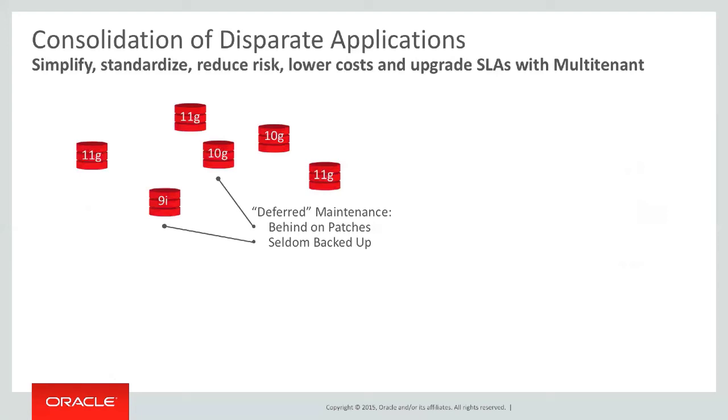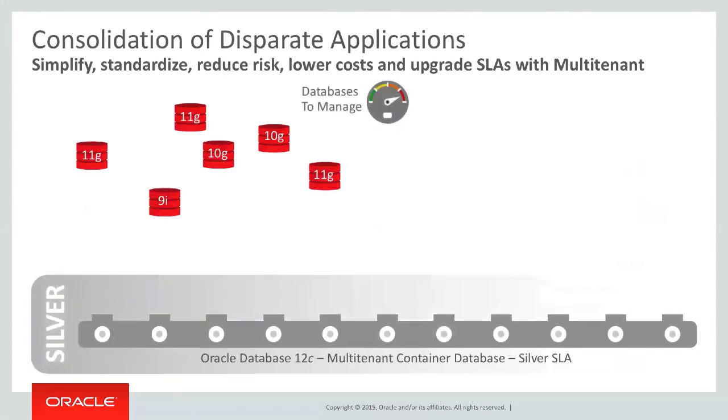And this is where this classic use case of consolidation of disparate applications comes in. You might say, look, I've got this whole hodgepodge, in this case, half a dozen databases. Well, why don't we just create a single container database? Let's even manage it at the silver level. So right now we've got a whole bunch of databases to manage, and that's the problem. We've got 500 databases to manage. We only really ever get to maintain 400 of them, and we neglect the other 100.